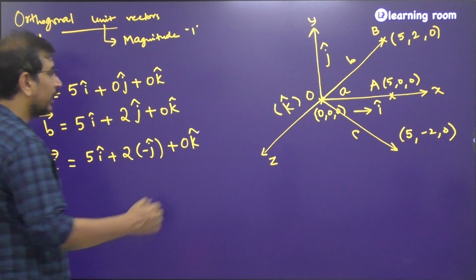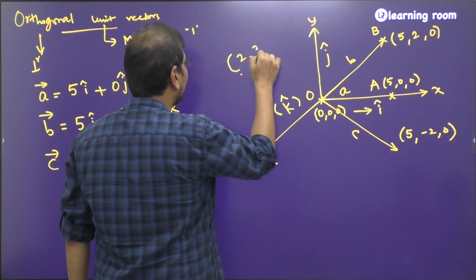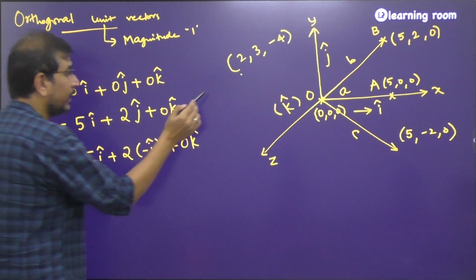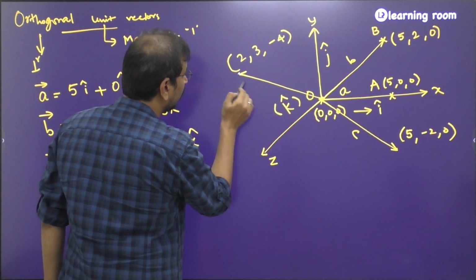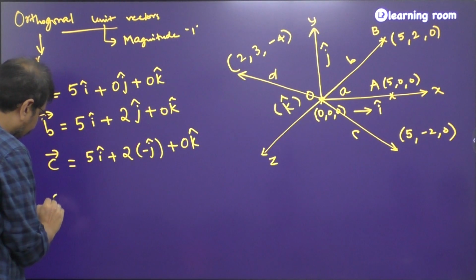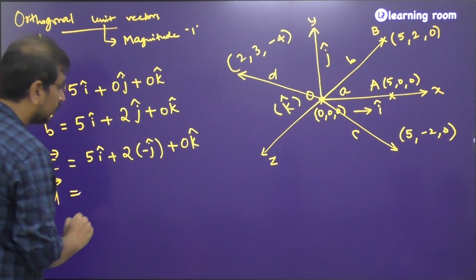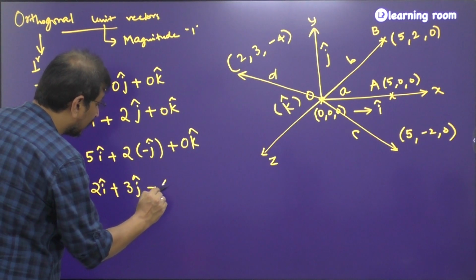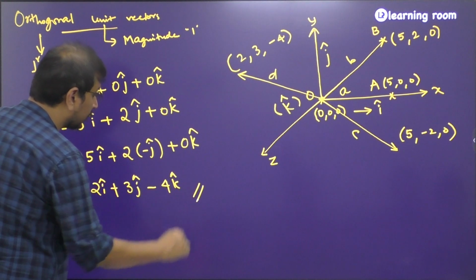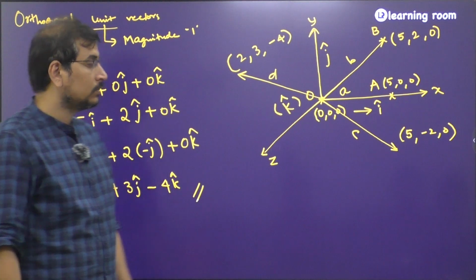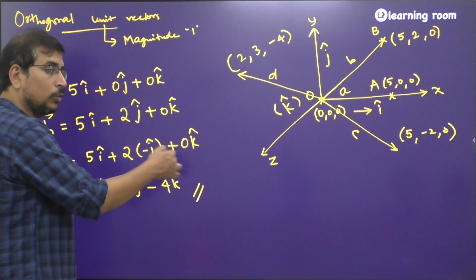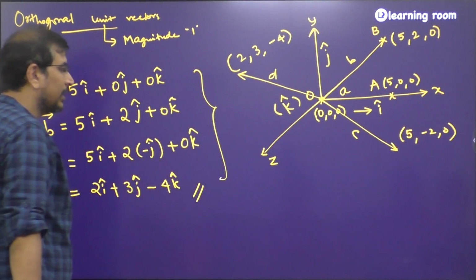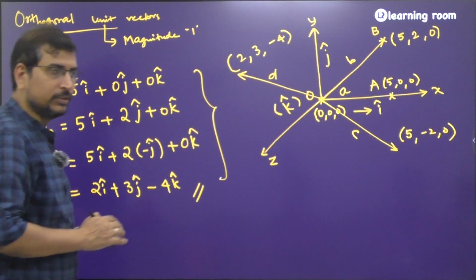Right? Suppose I take a point like this, 2, 3, minus 4. Then what is the meaning of this? If I take this to be D, then what is D vector? 2 I cap plus 3 j cap minus 4 k cap. Yes, you'll write it as plus 4 into minus k cap. So all are same. Am I clear with this? Right? So make a note of this.